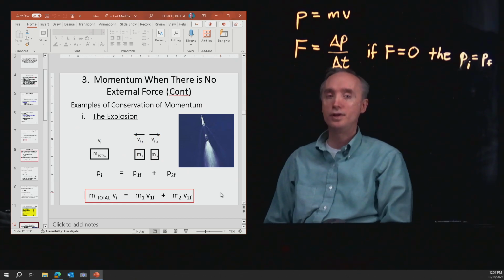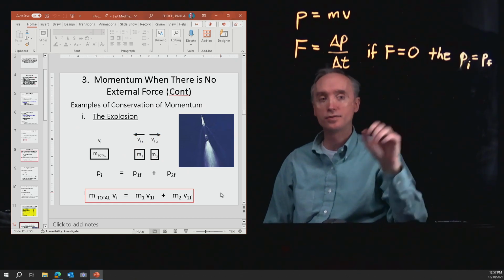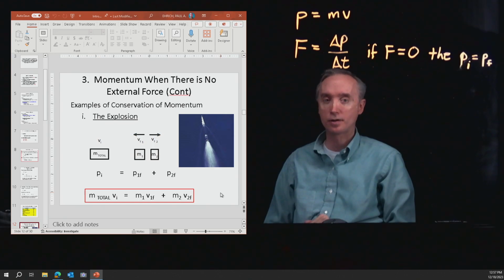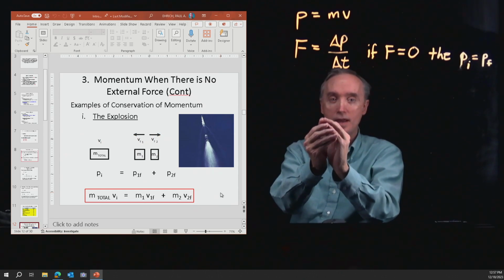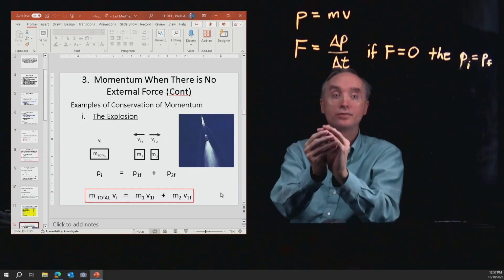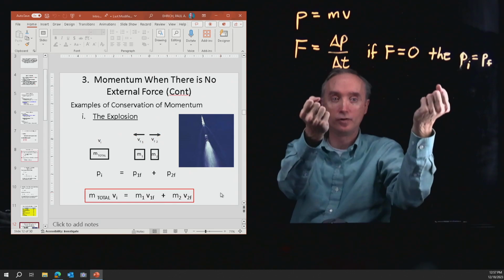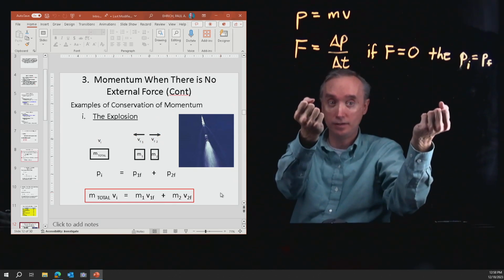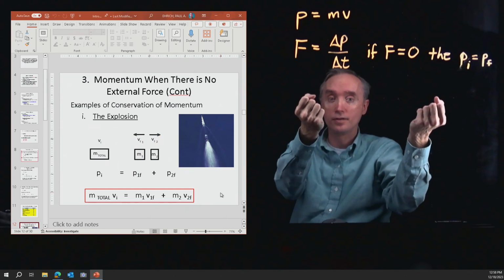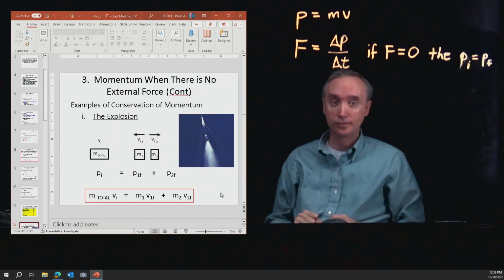So there's going to be three applications of conservation of momentum that we want to talk about. The first one is going to be something that explodes. So we're going to start with one object that has a certain amount of mass, and then it's going to blow apart into two objects. Each one of them is going to have its own mass and its own speed, and so therefore they're going to have their own momentums.